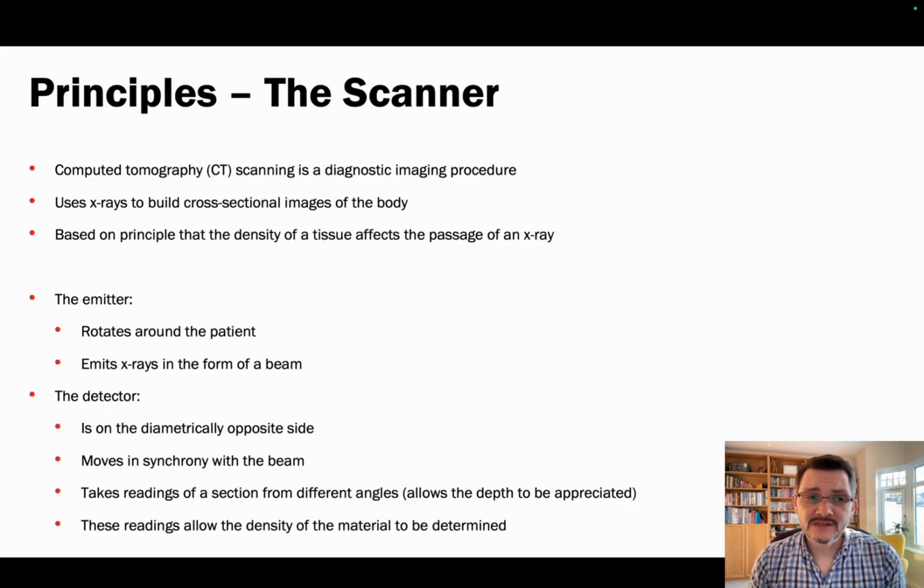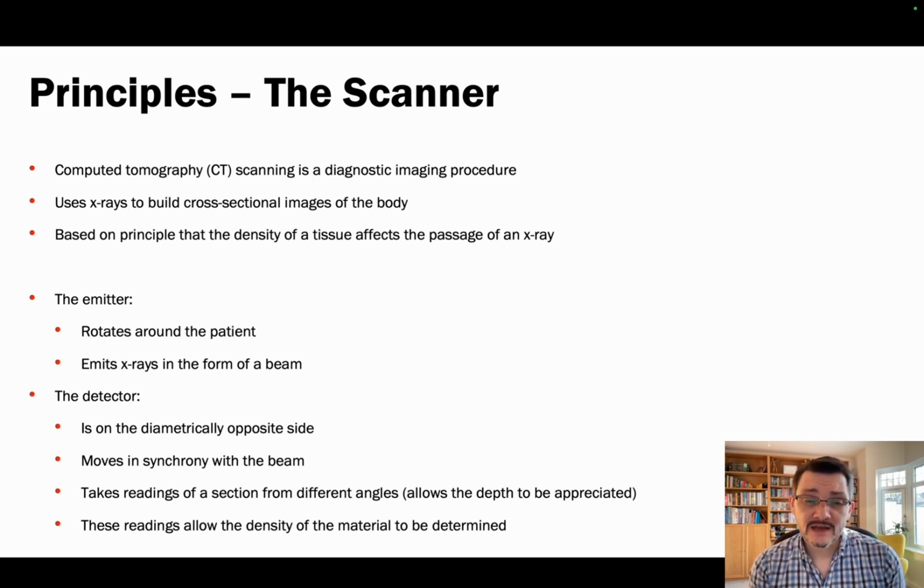So what is the principle of the CT scanner? It's a diagnostic procedure. It uses X-rays to build a cross-sectional image of the body. It's based on the principle that the density of tissue affects the passage of an X-ray through the object, and therefore it takes longer for X-rays to pass through more dense objects than through less dense objects. So when the detector is receiving those X-rays, it is not only detecting that the X-ray has reached it, but how long after the transmission point it reached it, to use as a surrogate of density.